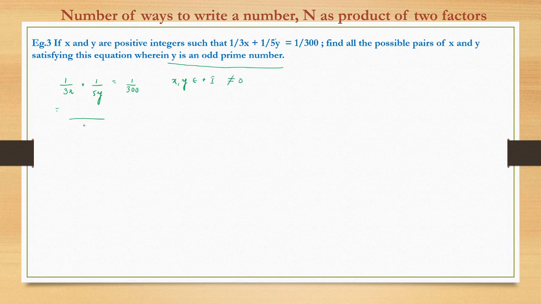This is nothing but we'll take an LCM. The LCM becomes 15xy, so this becomes 5y plus 3x is equal to 1 by 300, where 15 will cancel this 20 times. So this becomes nothing but, cross multiplying, 60x plus 100y minus xy is equal to 0. Between 60x and xy we will take x common. So it becomes x into 60 minus y.